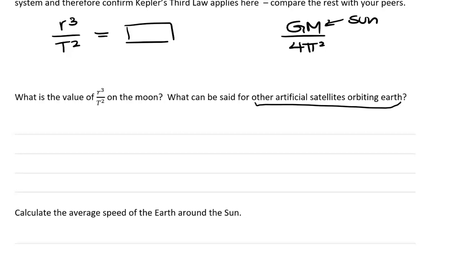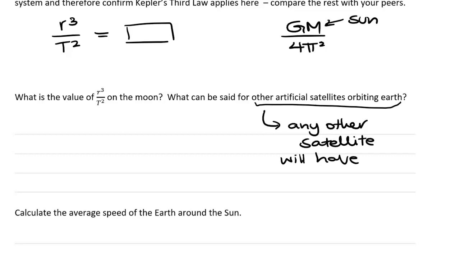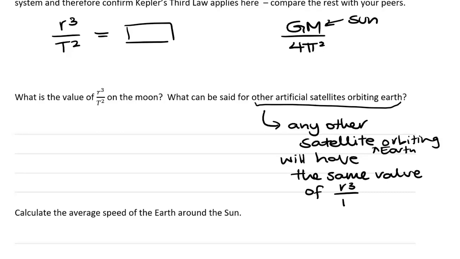Okay, I hope you've paused. So any other satellite that could be natural or otherwise, we'll have, so I should be more specific, any other satellite orbiting Earth. Just going to fit that in here. We'll have the same value of r cubed over t squared.